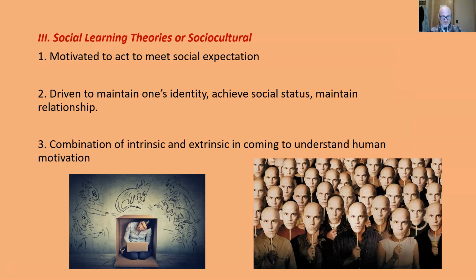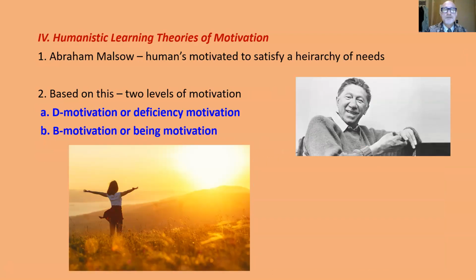Social learning theory: motivated to meet social expectations, to seek approval or maintain approval from friends, parents, significant others, to fit into the group, to maintain your identity, achieve social status, or maintain your relationships. This is a combination of intrinsic and extrinsic in coming to understand human motivation. As you'll see in Kohlberg, this is level 3 and level 4.